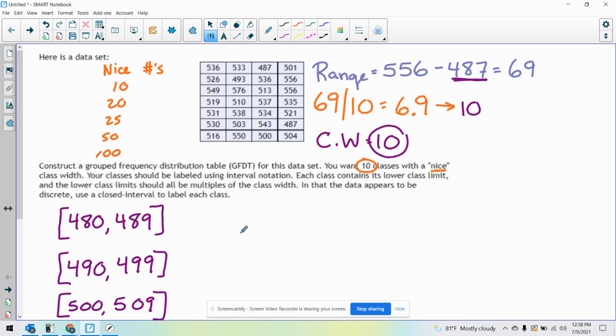Once you have those classes, then you can worry about counting up the frequencies. So the key thing to remember here is that your classes have to start with multiples of whatever your class width is.